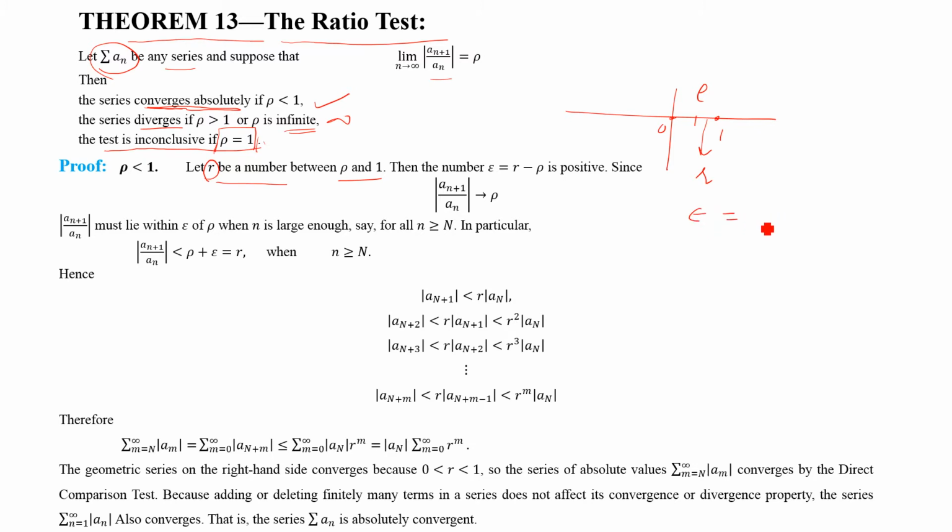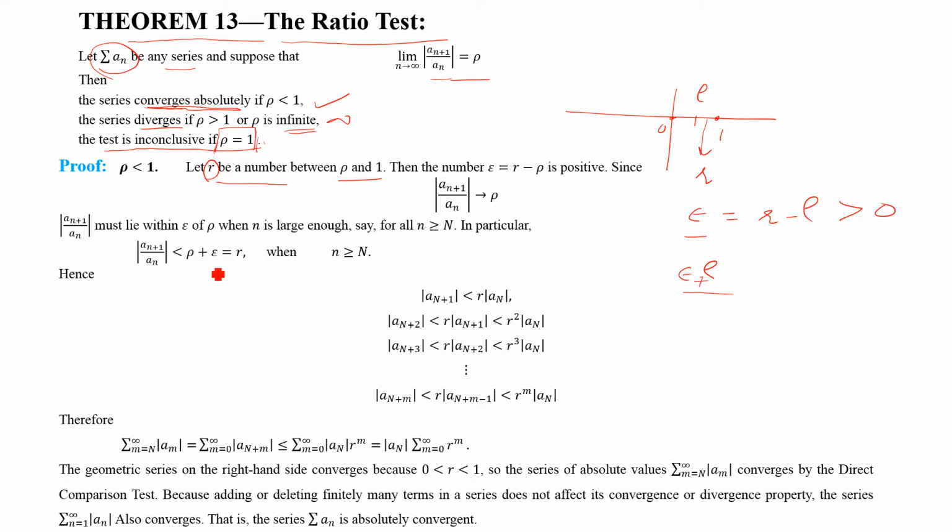The number epsilon is r minus rho. r is greater than rho, so epsilon must be greater than 0. If we take the difference of r and rho and name it epsilon, then this must be greater than 0. Now since the absolute value of an plus 1 over an approaches rho, because the limiting value is rho, it must lie within epsilon of rho, because it is very close to rho. When n is large enough, say for n greater or equal to capital N, in particular, the absolute value of an plus 1 divided by an is less than rho plus epsilon, which is equal to r.